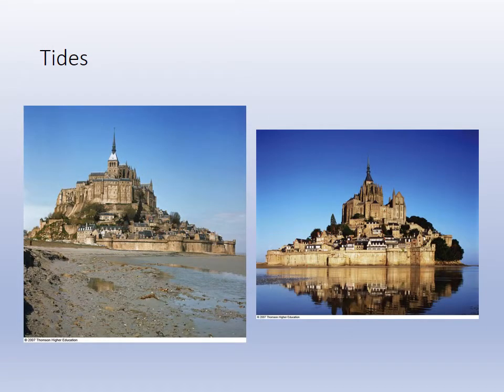Now, our next type of wave are the tides, caused mainly by the moon. The sun plays a role. This is Mont Saint-Michel in France, and this is an extreme example of tidal influence on a coastal town. It's a tourist attraction because you have an island or a peninsula, and it's one of those anomalies that people like to visit.